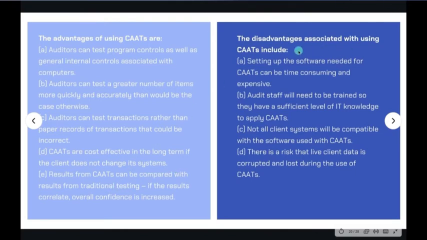Here are the disadvantages. Setting up the software needed for CAATs can be time-consuming and expensive. Audit staff will need to be trained so they have a sufficient level of IT knowledge to apply CAATs. Not all client systems will be compatible with the software used with CAATs, and there is a risk that live client data is corrupted and lost during the use of CAATs.